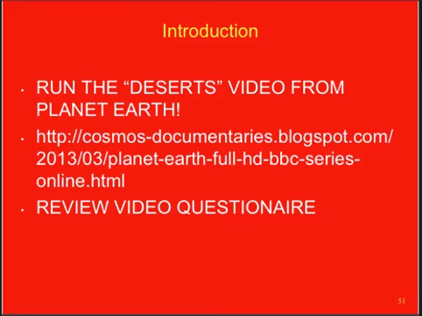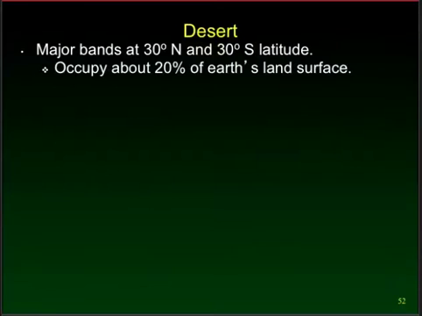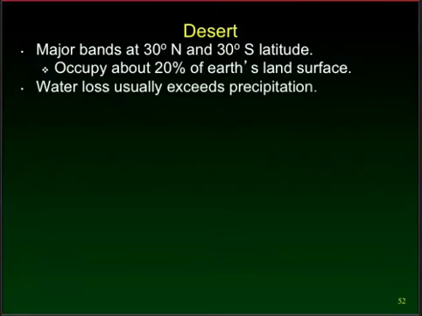So moving on from there, we want to talk just for a moment about deserts. They occur at 30 degrees north and south latitude, and they occupy 20% of the Earth's land surface. In these biomes, water loss exceeds precipitation. So what we have here is very little available water.